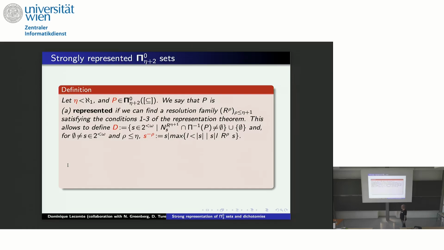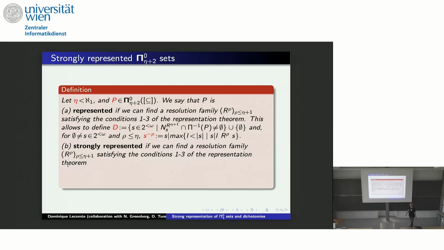And the good news is that for 3 colorings, at least, it's possible. So this leads to this extra condition that gives strong representation. Again, P is strongly represented if we can find a resolution family as before, with an extra condition, which precisely talks about the difference between the most recent past and the oldest past. So if these two coincide, we have no problem. But if they are different, we have to say something. So there is a first part, say that S cannot be in D, and so it cannot be part of the representation of a guy in P.